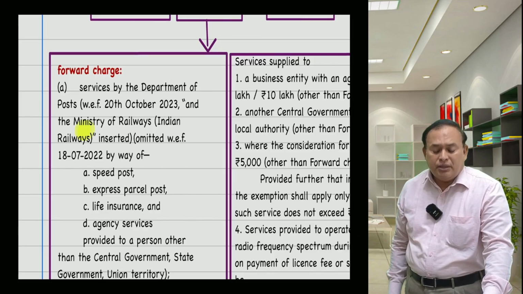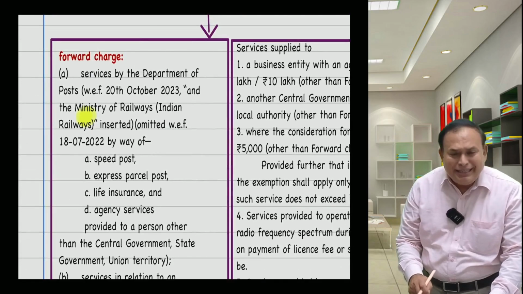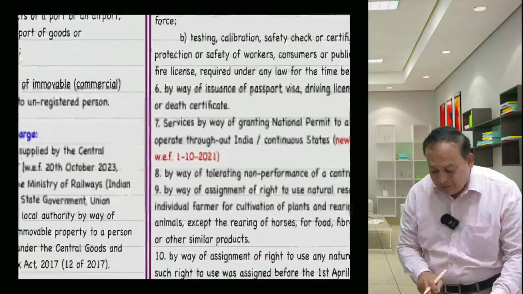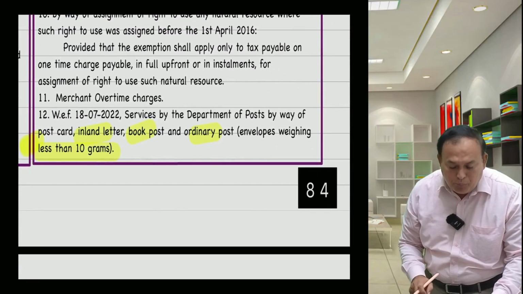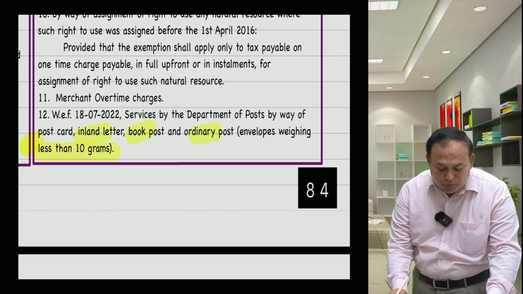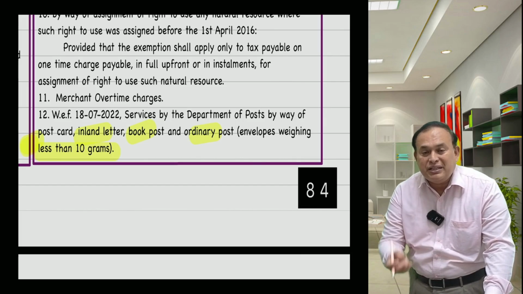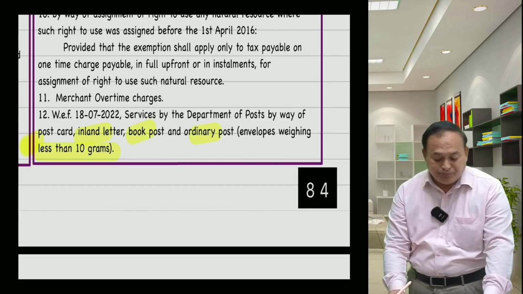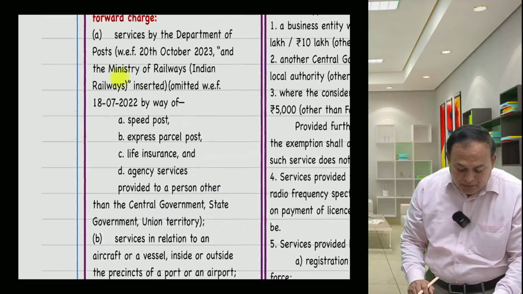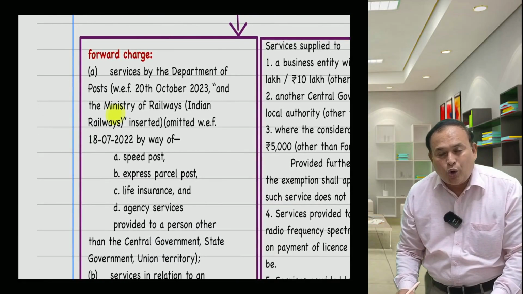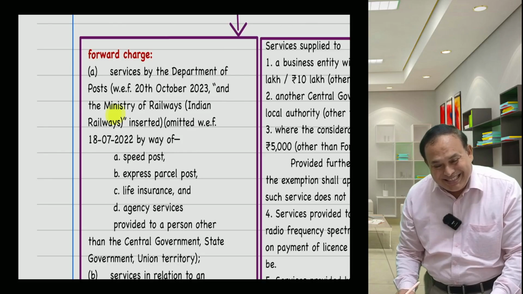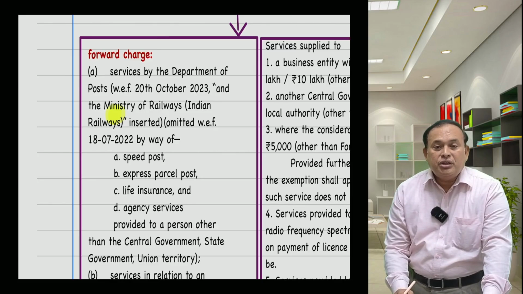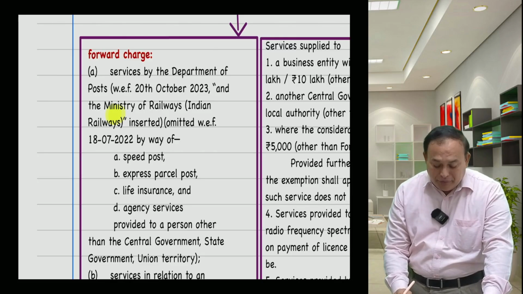Further, if the Indian Postal Department provides any services, it is forward charge, except the following. What are they? If provided by way of postcard, inland card, book post, ordinary post, where the weight should be less than 10 grams, then they qualify for exemption. Further, if the supplier is a government or local authority providing these services to any business entity, it is taxable, forward charge.